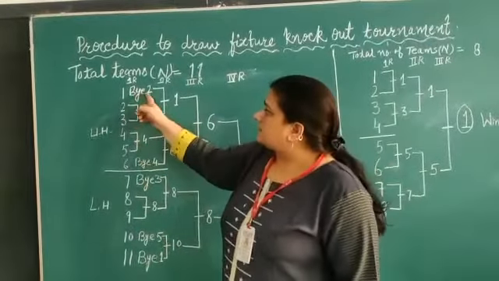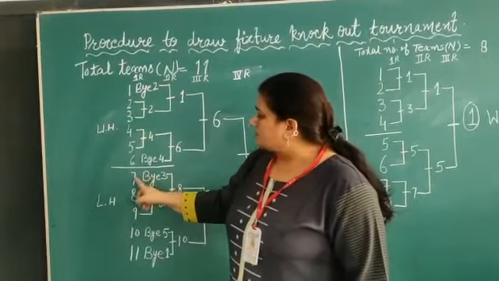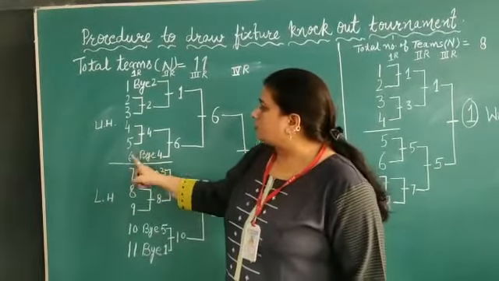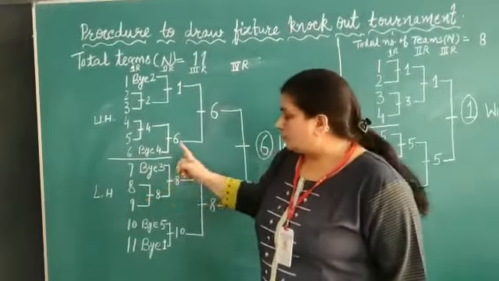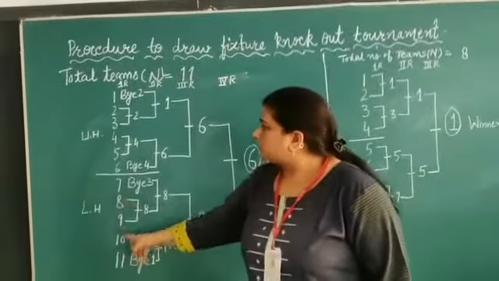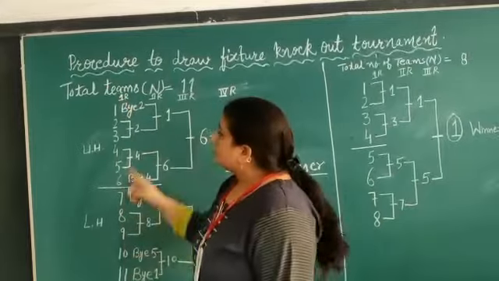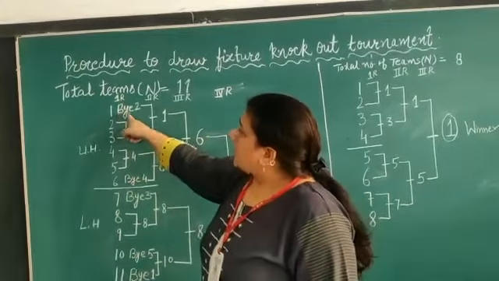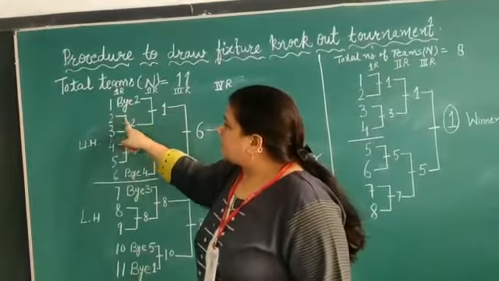The second bye is given to team number 2, 1. The third bye is given to team number 7, the fourth bye is given to team number 6, and again this cycle will continue. The fifth bye is given to team number 10. Then this will be considered as the first round. A bye team does not play in the first round, so we will start with the second one.